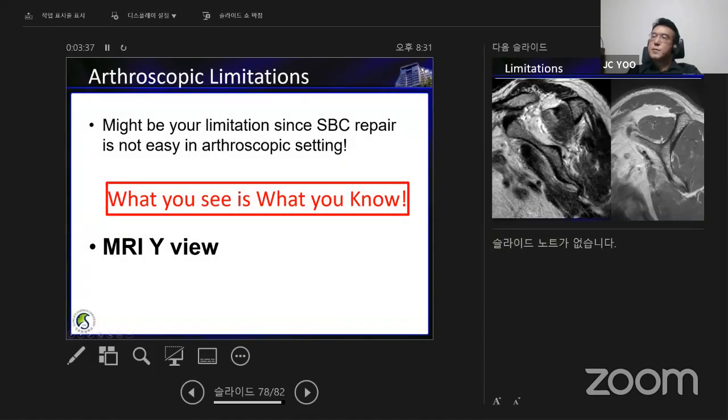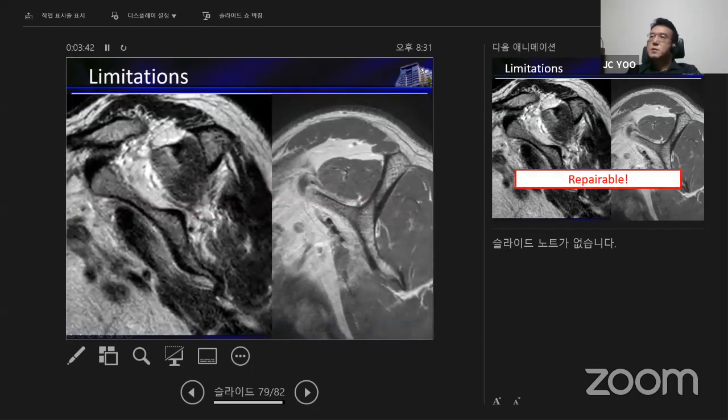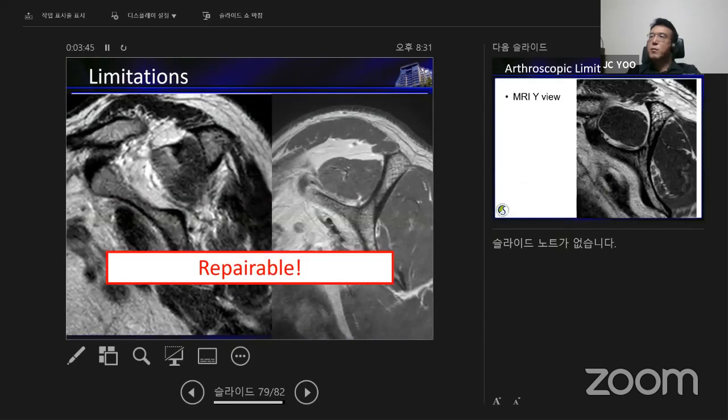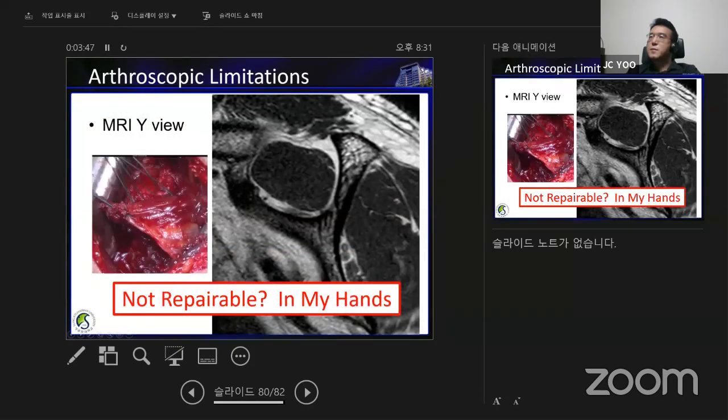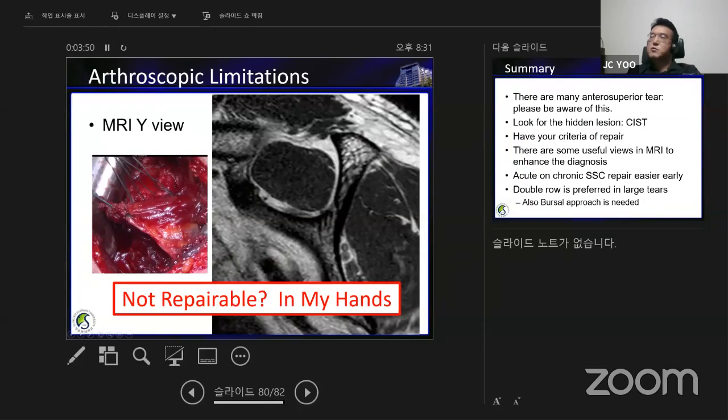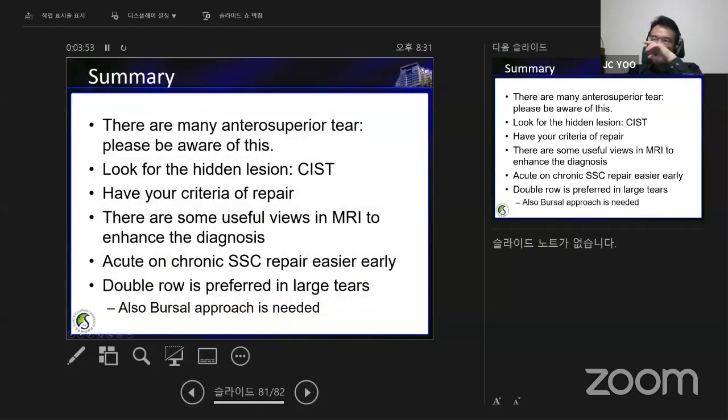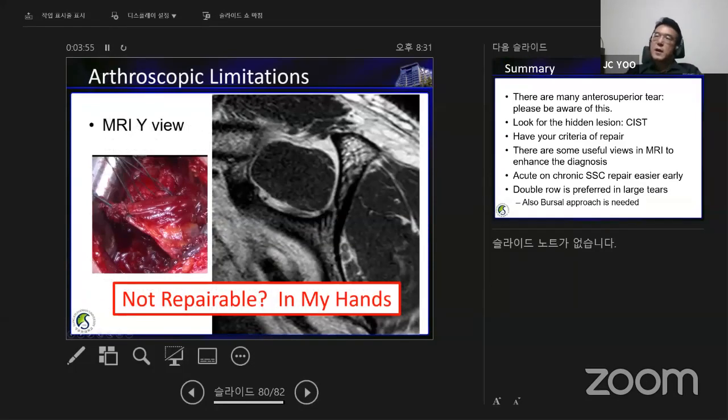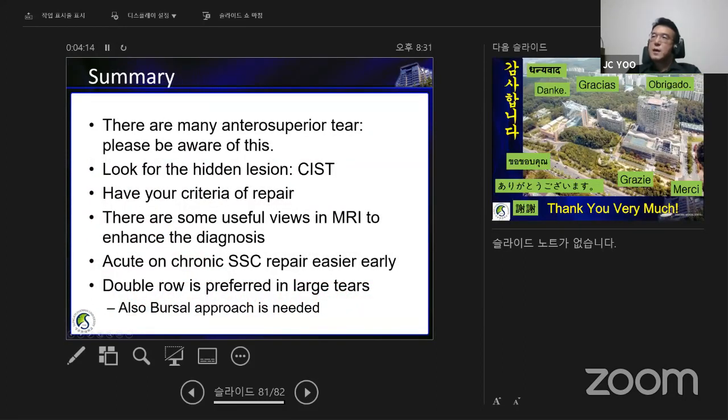There are limitations. What you see is what you know, an MRI Y view. Sometimes, like what you see this, it's repairable. Sometimes this may not be repairable in my hands, so I did pec major transfer. But the limitation, I guess, it has to be up to your hand. I mostly repair subscap. I rarely do pec major. I think I do less than 1 or 2. I see a lot of subscap tears in my clinic, but I do less than 1 or 2 a year. So that's very limited.